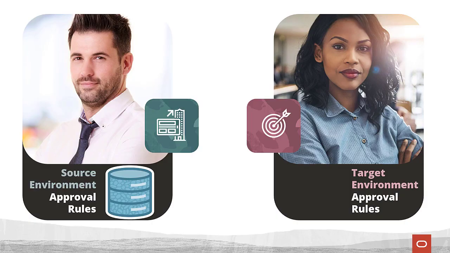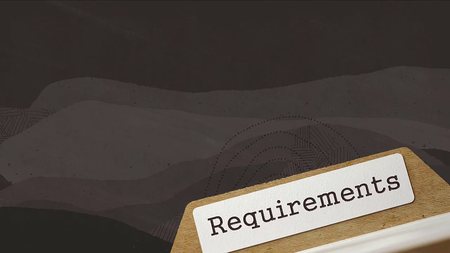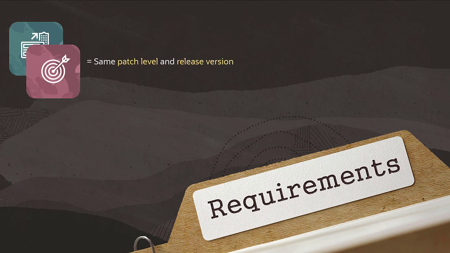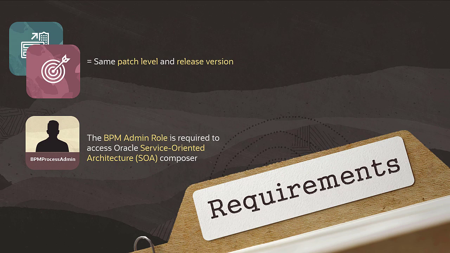In this video, I'll explain how to migrate approval rules from one environment to another. First, there are a few requirements. The source and target environments must be at the same patch level and release version. The BPM admin role is required to access Oracle SOA Composer.